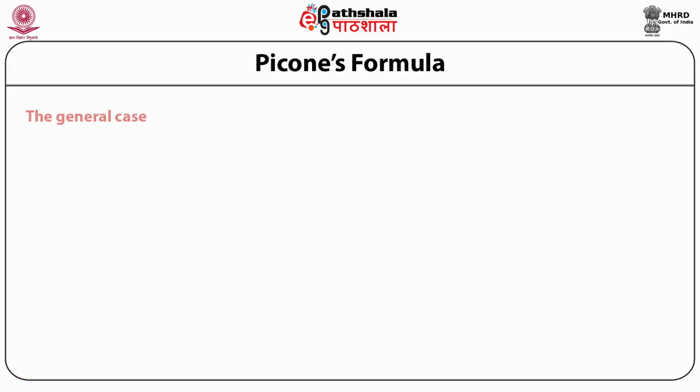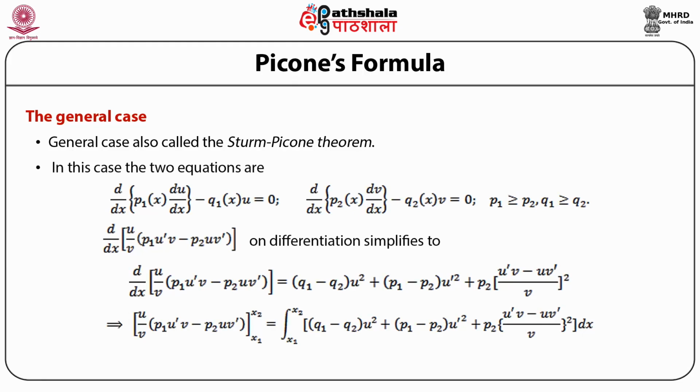We now take up the general case, which is also sometimes called the Sturm-Picone theorem. In this case, the two equations are given by d/dx (p1(x) du/dx) - q1(x) u = 0 and d/dx (p2(x) dv/dx) - q2(x) v = 0, where p1 is greater than or equal to p2 and q1 is greater than or equal to q2.